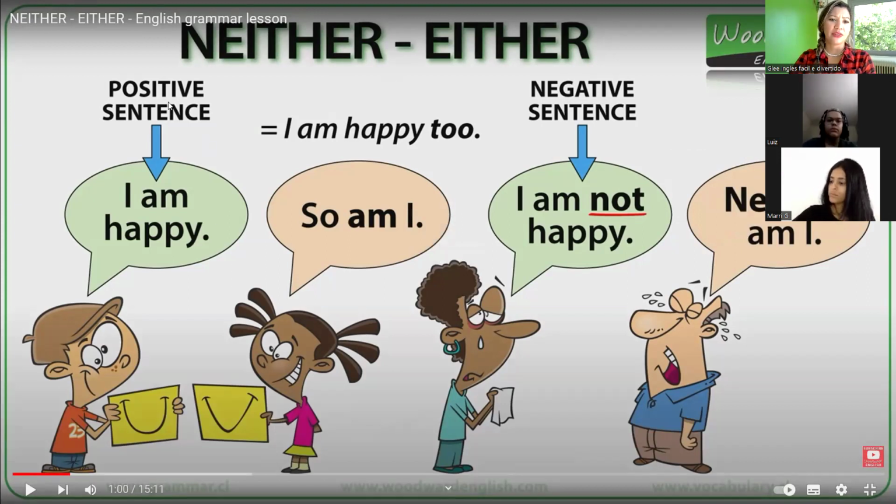Go ahead, Mari. Can you read for us positive sentence? Positive sentence. I am happy. I am happy too. So am I. Okay, guys, you can say, oh, I'm happy today. And then you can say, oh, so am I. So am I. Or I'm happy too. You can use both of those, okay? So am I. For example, Luis, are you happy today? Yes, I am happy today. Ah, so am I. See? All right. This is positive sentence.